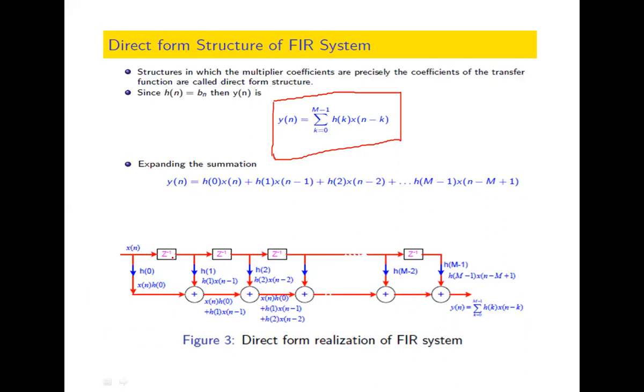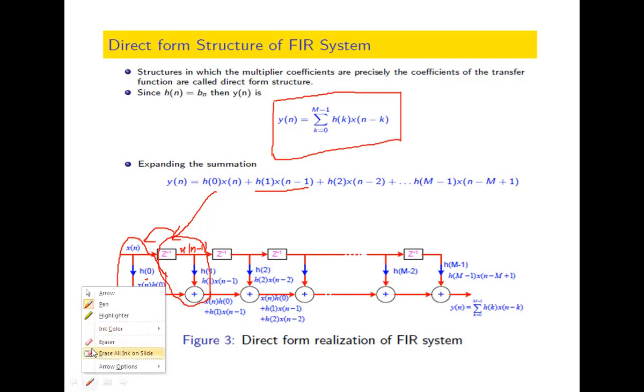If x of n passes through this z inverse, what I will get here is x of n minus 1, which is going to be added with this part. Then again, if x of n minus 1 is passed through this, this diagram is for this, meaning here h of 0 into x of n, this complete part is for that. The second one, h of 1 into x of n minus 1, this part will be representing the value h of 1 into x of n minus 1. Likewise, we are just writing a diagram here. Please note down this diagram so that we can understand.